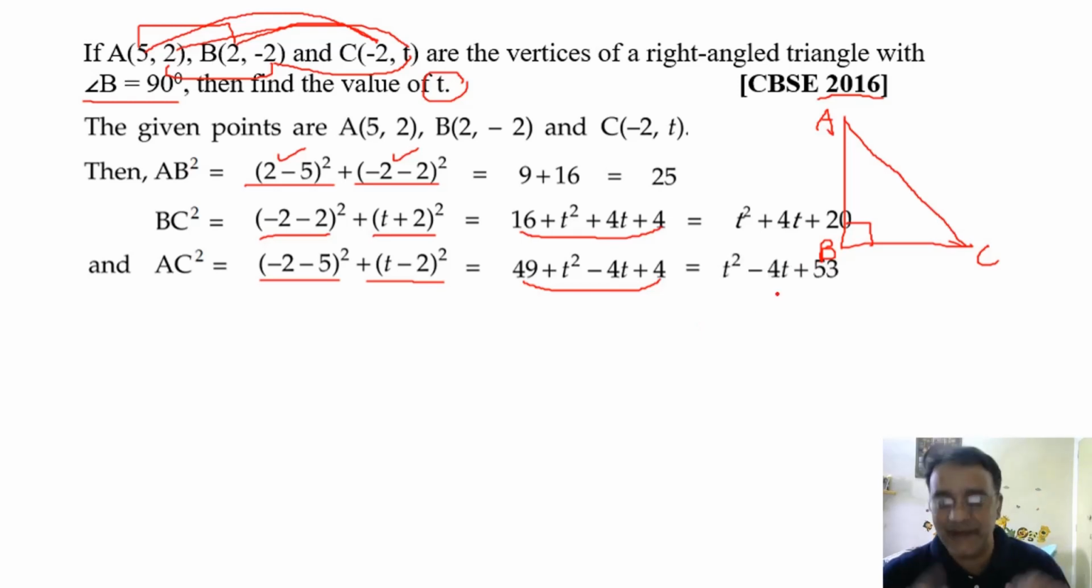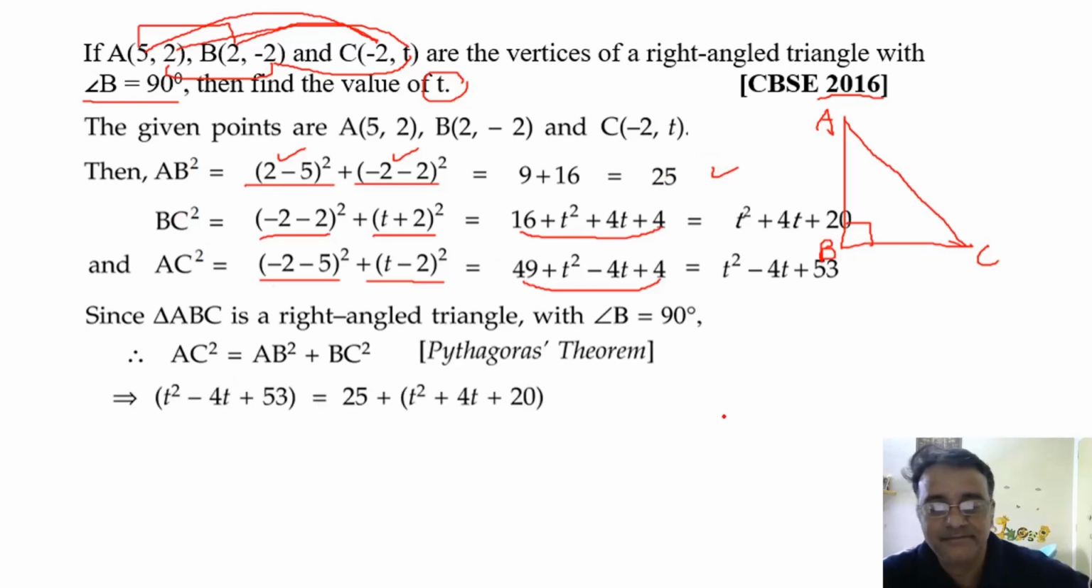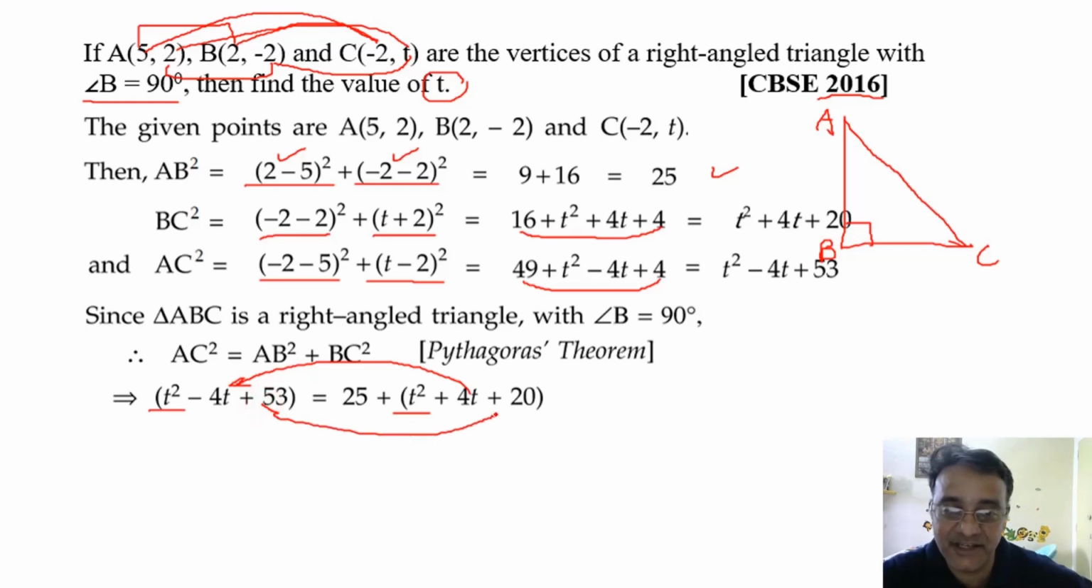Okay, now we'll use Pythagoras theorem. So AC square is equal to AB square plus BC square. Already you told. Now we are going to substitute all the values. So AC square was this one, AB square is this one, 25, and BC square this one. So both sides t square will be eliminated. And if you shift 4t to this side, minus 4t. If you shift 53 to this side, minus 53.